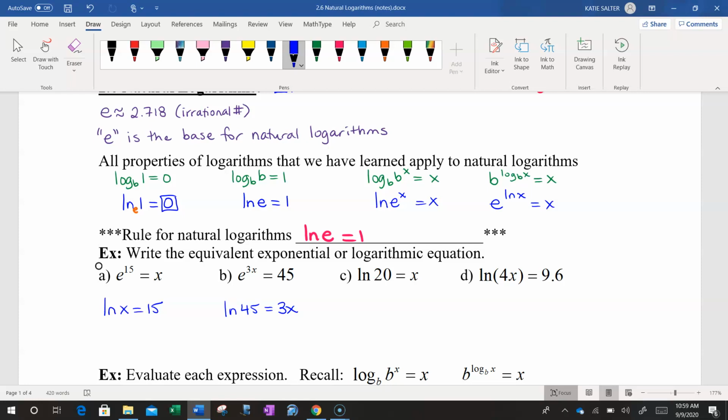So the next two are logarithmic equations, and we want to rewrite them in exponential form. So remember, even though you don't see it there, because this is saying natural log, it is naturally a base of e. So this is really saying e to the x power equals 20. And then the last one would have been e to the 9.6 power equals 4x.